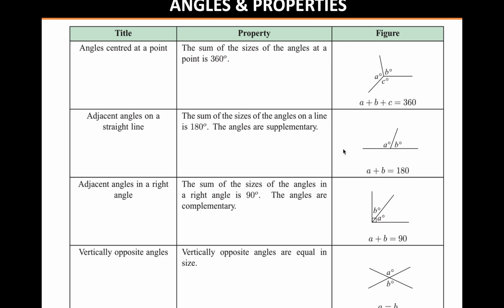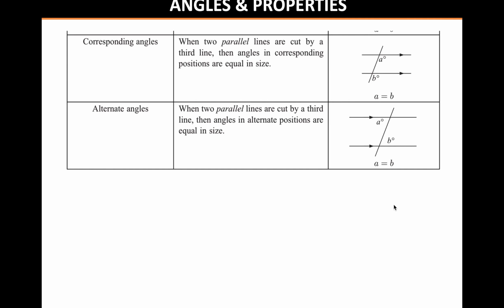These angles can also be called supplementary. Adjacent angles in a right angle, a right angle is 90 degrees, and the sum of it is of course 90 degrees, and these angles are called complementary. And these are the vertically opposite angles you learned before. They are the same for two vertical angles that cross on a straight line. And this is parallel lines.